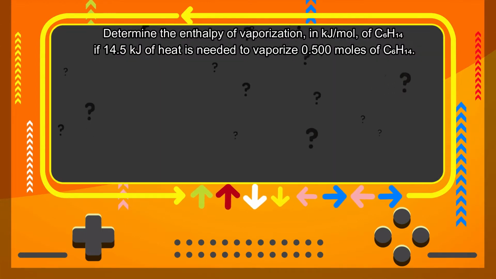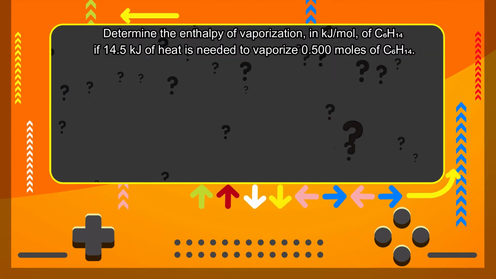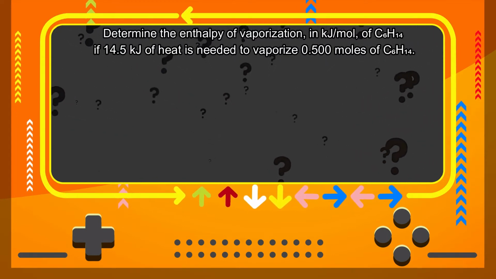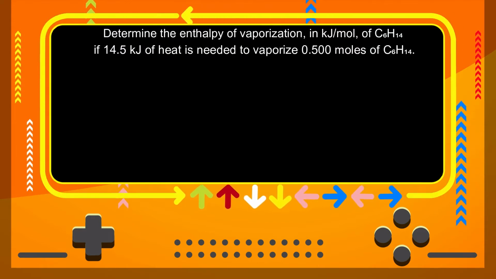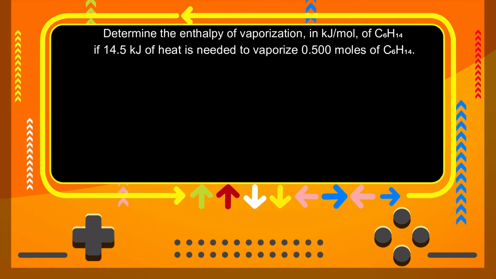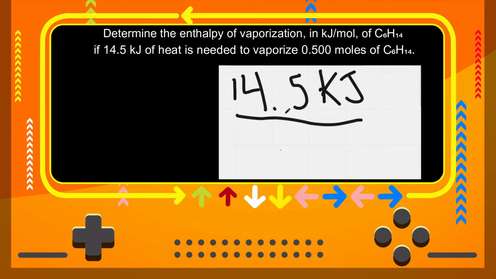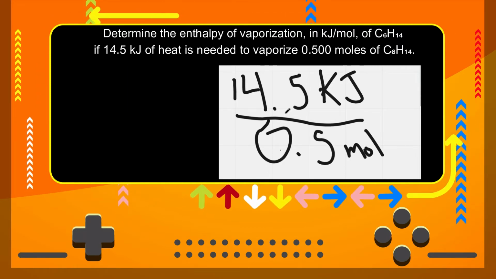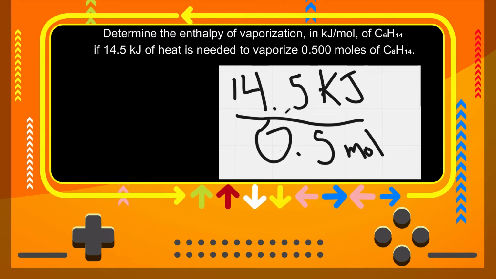So Dr. J, what are we going to have to do here? So we're going to look at this as a ratio, right? We're just going to take the amount that's needed and then we're going to divide that by how much we actually have to give us the enthalpy of vaporization. So simply put, we're going to take that 14.5 kilojoules and what? Divide by 0.5 moles of my C6H14. I'll write it right here. C6H14. There we go.